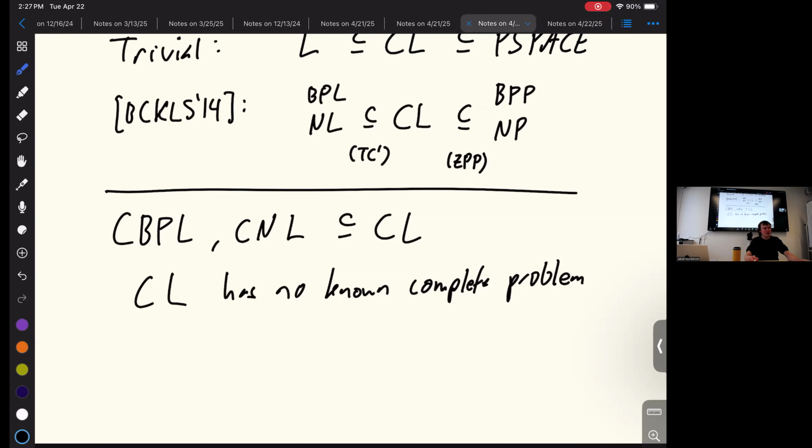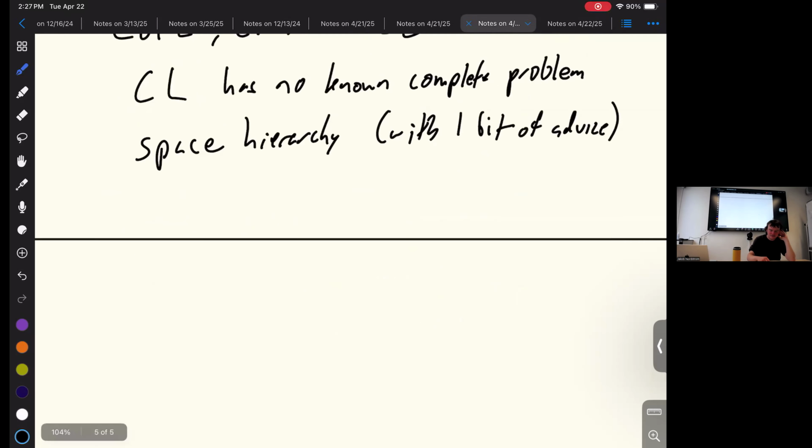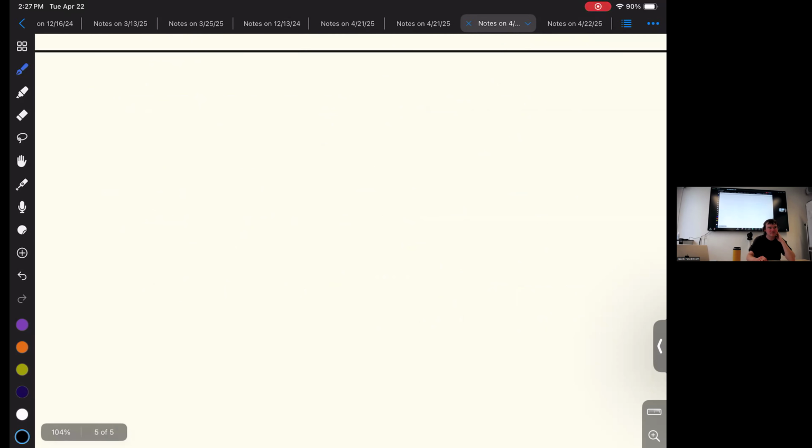And speaking of, we have the space hierarchy theorem for catalytic machines, with one bit of advice. So the space hierarchy theorem goes through as long as you allow one bit of advice. What is that one bit of advice? Is it a catalytic machine? Yeah, unfortunately, we just keep running into this issue. I don't know how to get around it, but it's not a big sticking point.